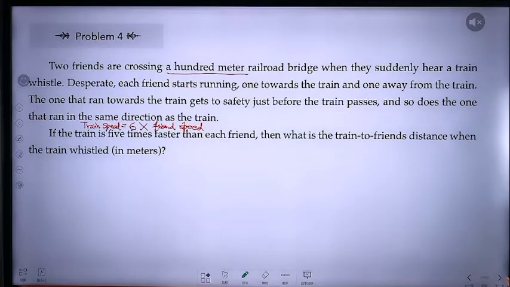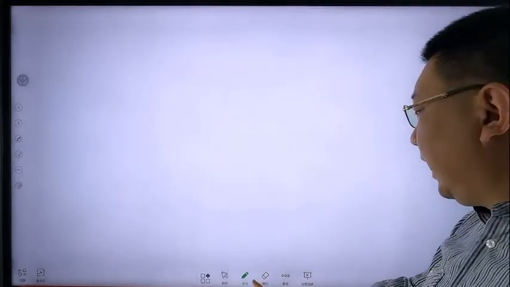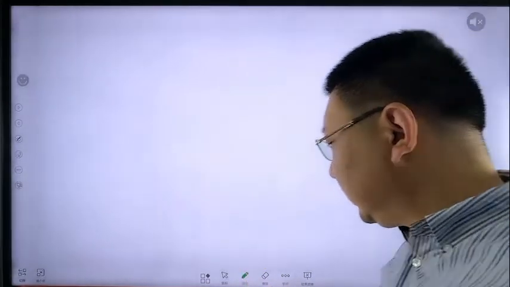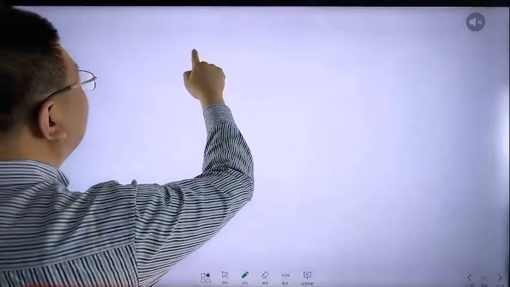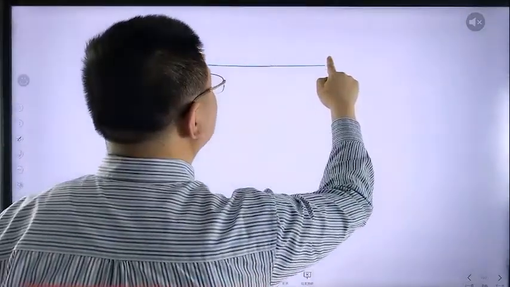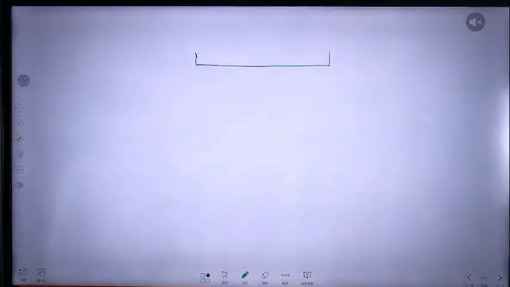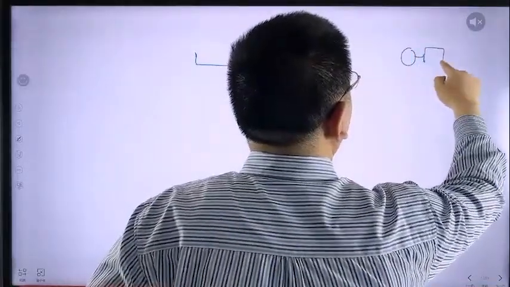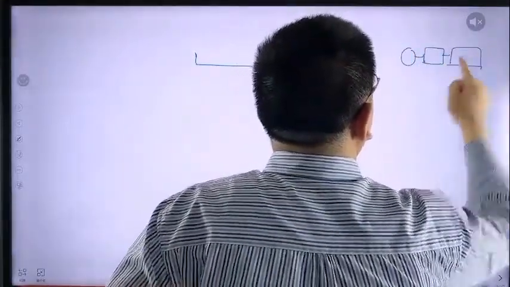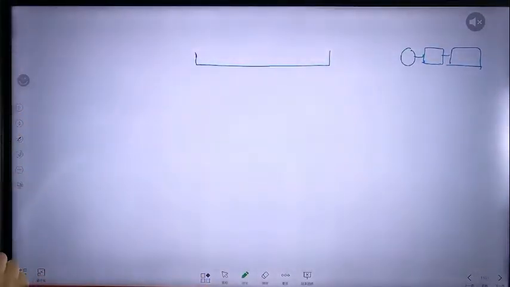Now I'm going to flip into the next blank page, where I'm going to draw the scenario. So we need to have a bridge. We have a train, and here I will use this to denote the bridge. And where's the train? The train I will use this. So here's the train, and the two people.